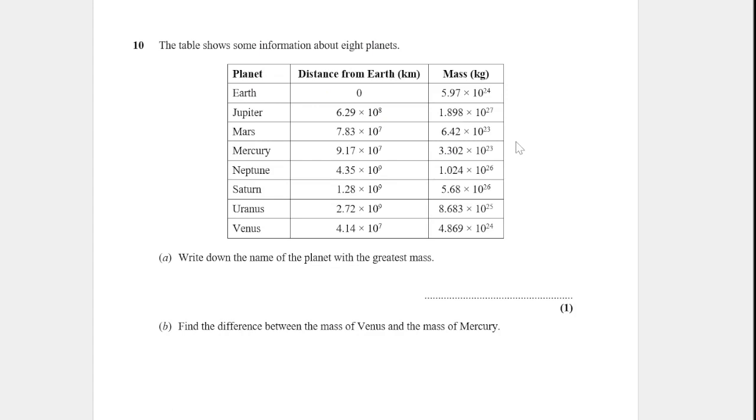Okay, question 10. The table shows information about 8 planets. I like these questions where we get science in there. Write down the name of the planet with the greatest mass. So it's the index number that gives us the greatest mass. So it's looking like I can't see anything higher than 27 or anything else with a 27. So Jupiter has the highest mass.